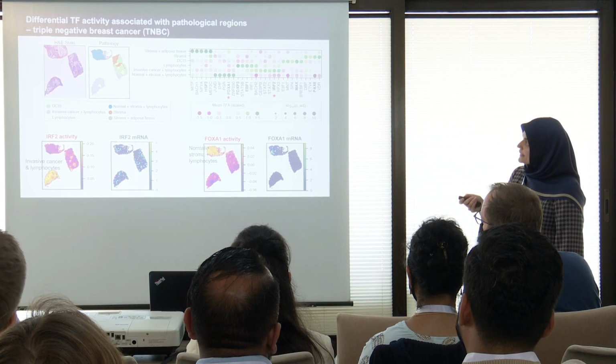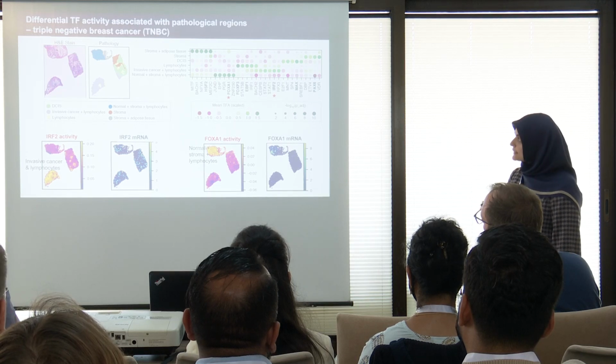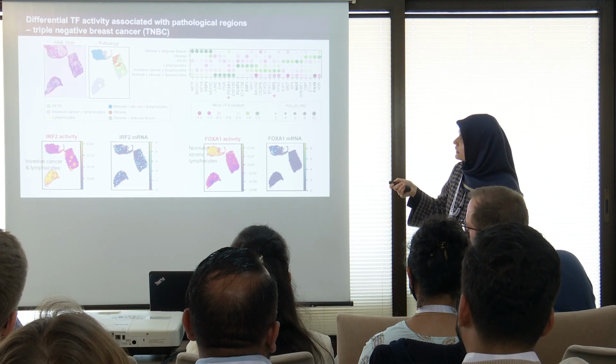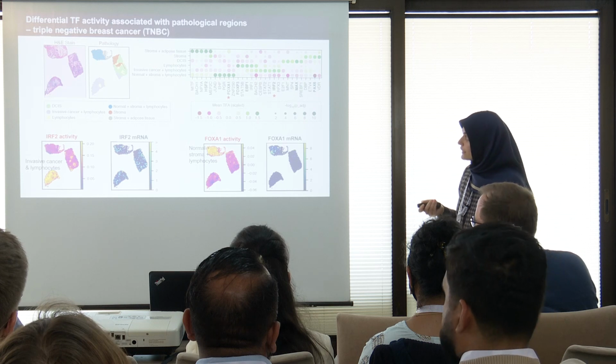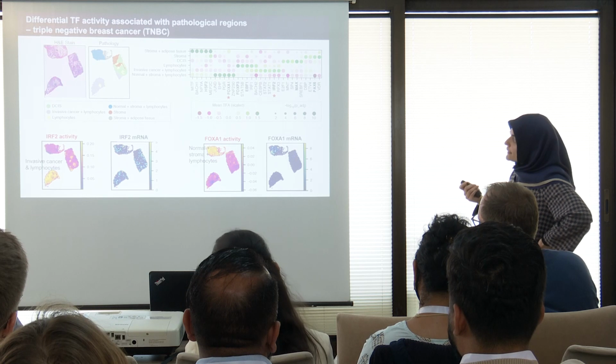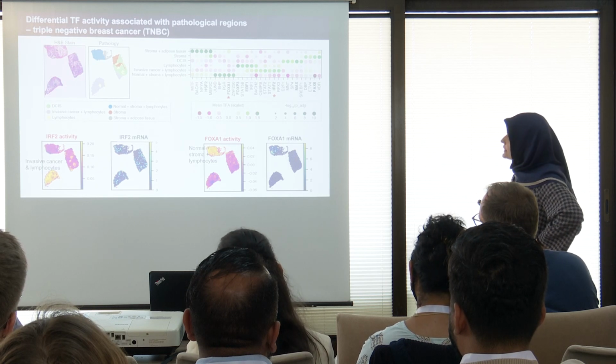Next, we also applied this methodology to breast cancer spatial transcriptomics data. Here I'm giving you one example with triple negative breast cancer. This is the H&E staining and corresponding pathological annotations. The pathologists identified these 6 different regions. We look at what are the enriched transcription factors in these regions.